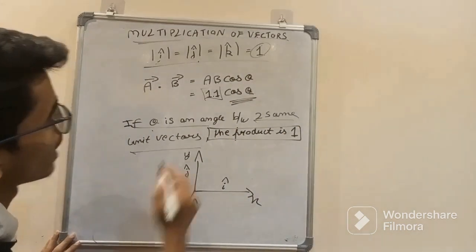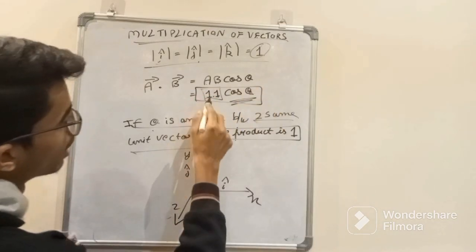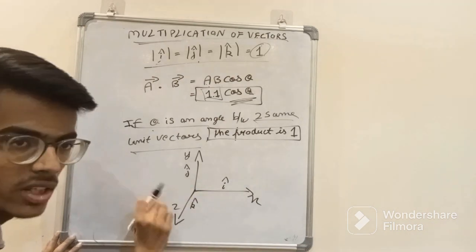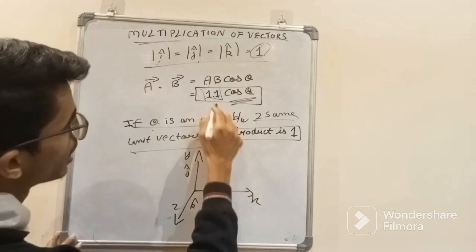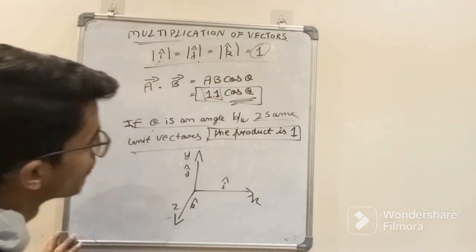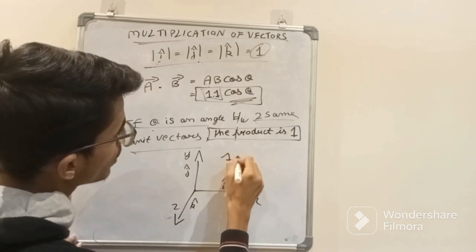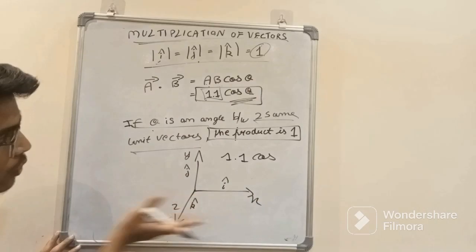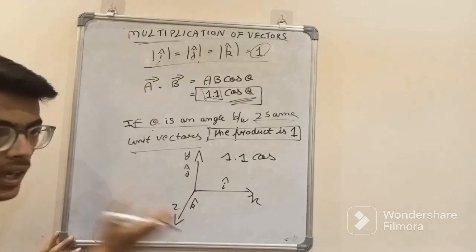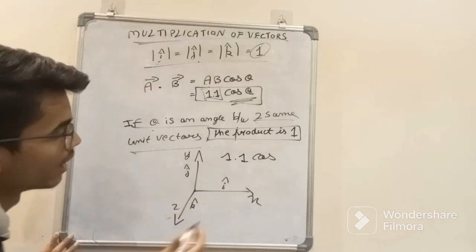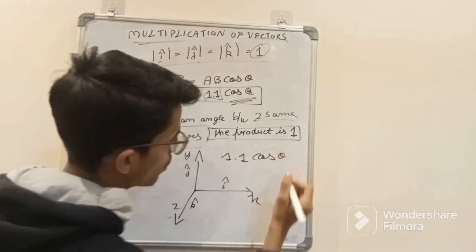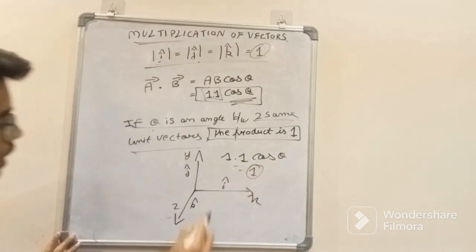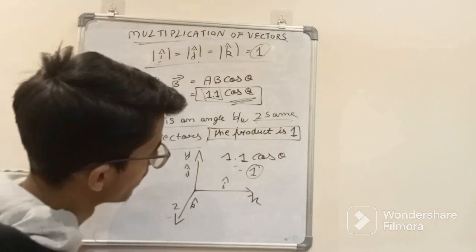ये प्रोडक्ट 1 कैसे आएगा? Using this formula. Because A और B कुछ भी रहे, be it I or IJ or JJ anything, it will be 1.1. So 1.1 cos theta. और हमारा जो दोनों यूनिट वेक्टर्स हैं वी आर एज्यूमिंग कि वो सेम डायरेक्शन में है. सो लेट्स से cos 0 is 1, so 1 into 1 that is 1. So this is how the product is 1.